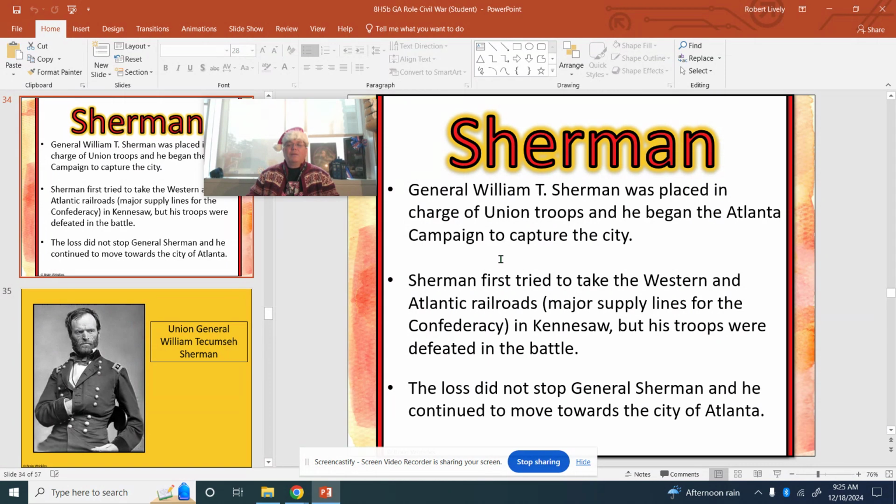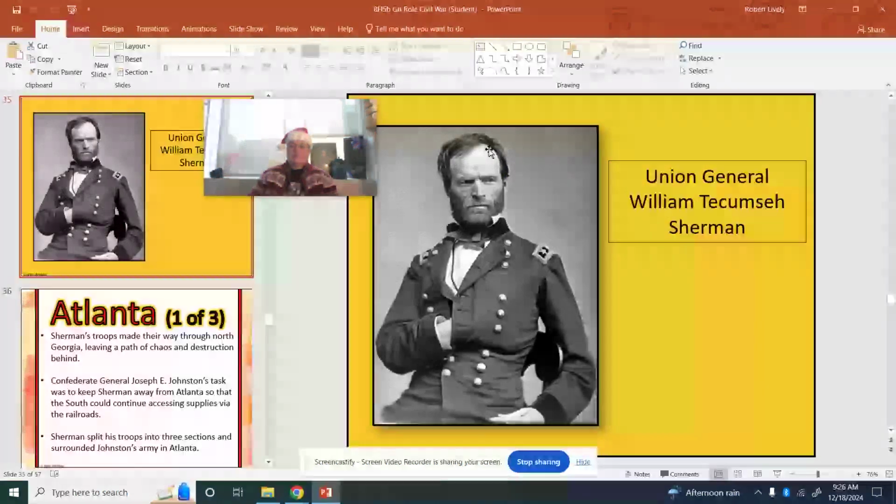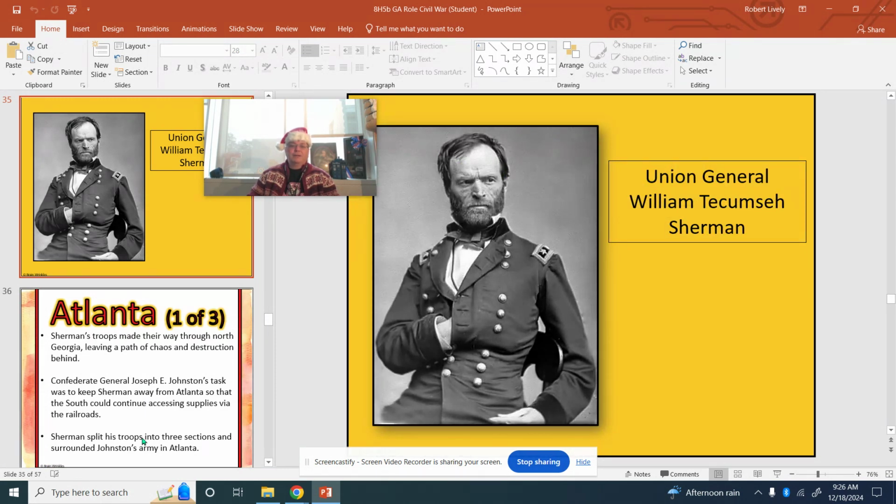Then General William Tecumseh Sherman was placed in charge of Union troops, and he began another campaign to Atlanta to capture the city of Atlanta. Sherman first tried to take the Western Atlantic Railroad's major supply lines for the Confederacy in Kennesaw. That is after he had taken Dalton. Okay, so he was following the rail line from Dalton down to Kennesaw. But his troops were defeated in the battle. The loss did not stop Sherman, and he continued to move towards the city of Atlanta. Here's a picture right there. Okay, General Sherman.